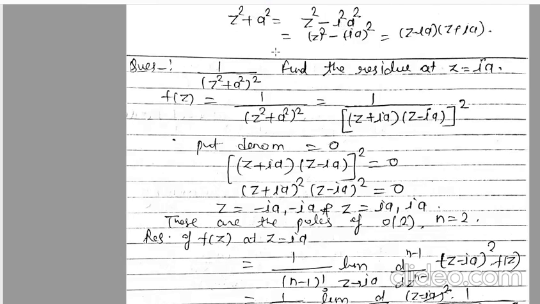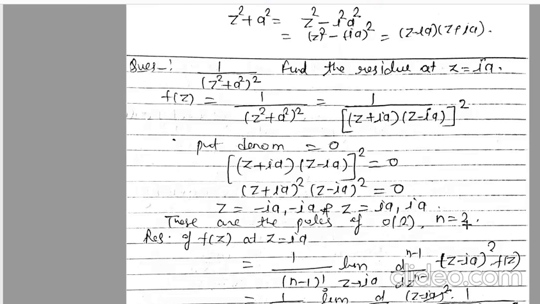But if you don't want to write this, you can write z square plus a square is equal to 0. So z square is equal to minus a square, and z square is equal to minus 1 times a square, you can write I square a square. So z is equal to plus minus iota a. It is coming 2 times, power is 2 here, so z is equal to minus iota a, and z is equal to iota a. Iota a is a pole of order 2. So here we are getting n is equal to 2.